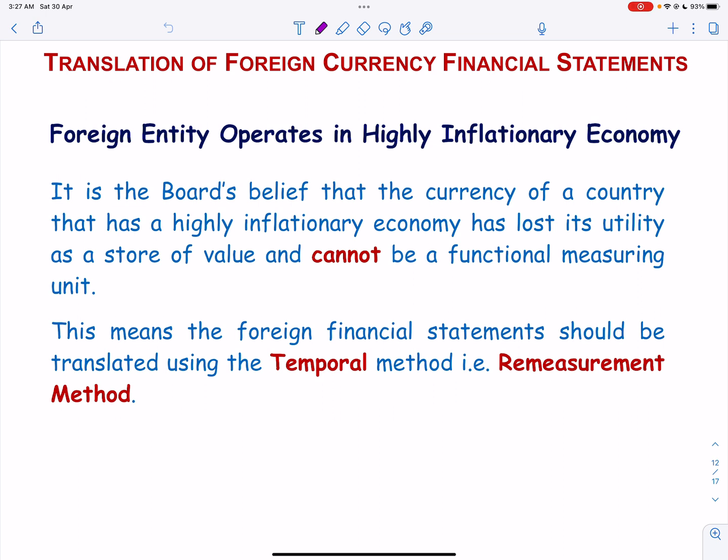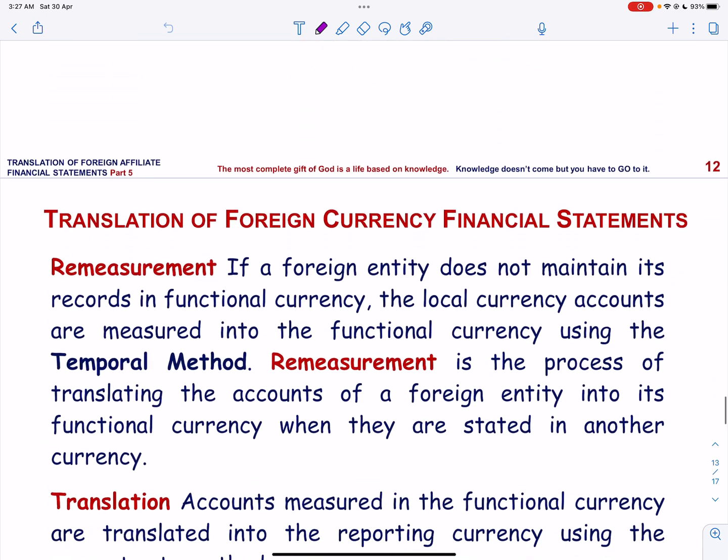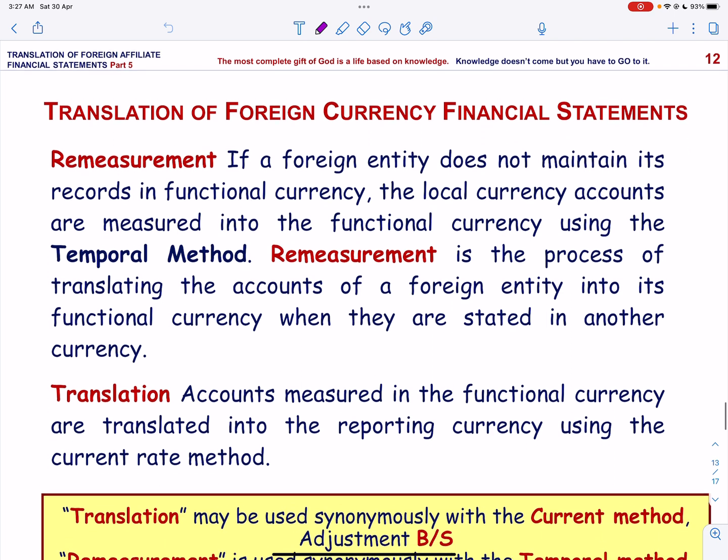A highly inflationary economy means if in the past 3 years the cumulative inflation is more than 100%. Some of the highly inflationary countries are Argentina, Lebanon, Sudan, Venezuela. If the functional currency in such an economy is Saudi Riyal, we will use the remeasurement method, which is a temporal method. Now let us go back to translation and remeasurement.